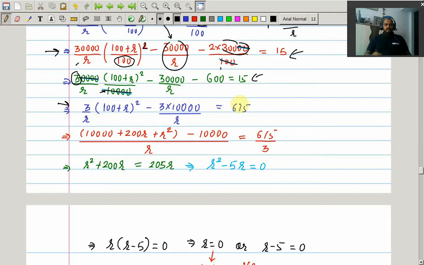So this is what we get after simplification: 3 upon R, 100 plus R square minus. So this 3,000, I have written 3 into 10,000. Sorry, 30,000. 3 into 10,000 upon R is equal to, and this minus 600 is going to that side to add with 15, which gives 615.